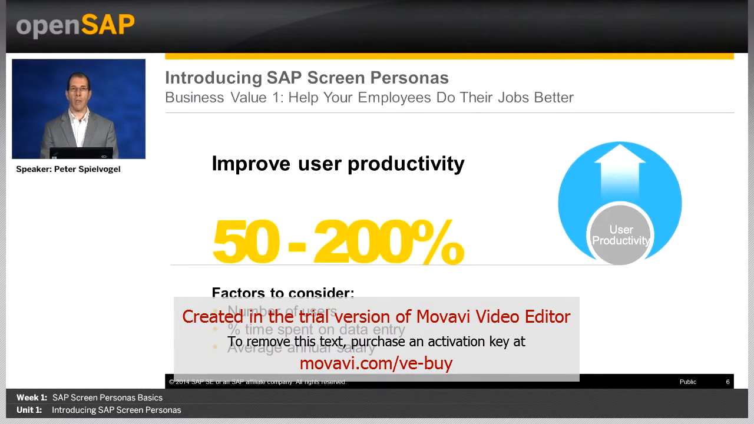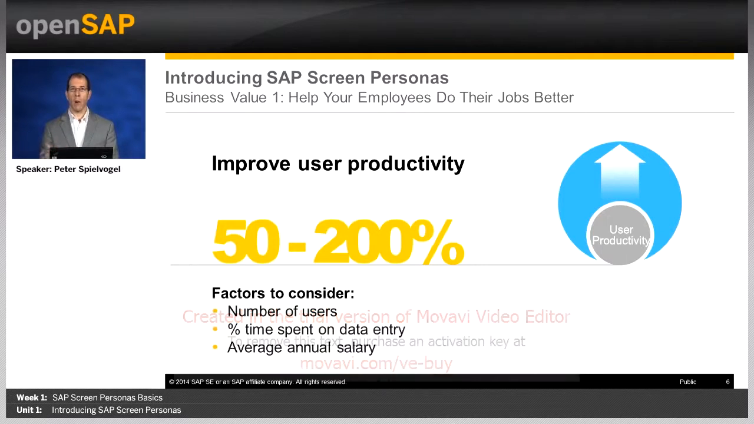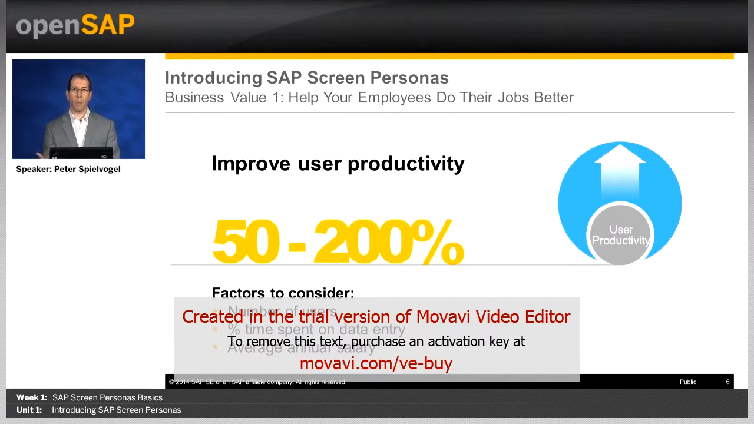There's several ways that people measure the success of their projects, and I'm going to walk you through some of those. The most obvious is improving user productivity. How long are people spending in transactions today? How much time are they spending on data entry? If you simplify the screens, you can really reduce that.